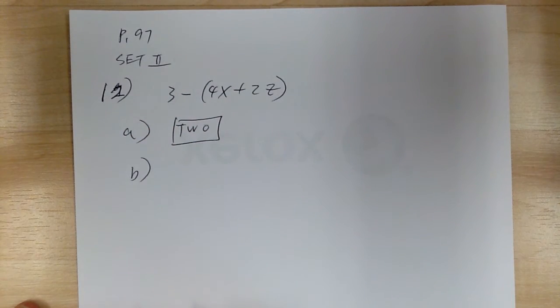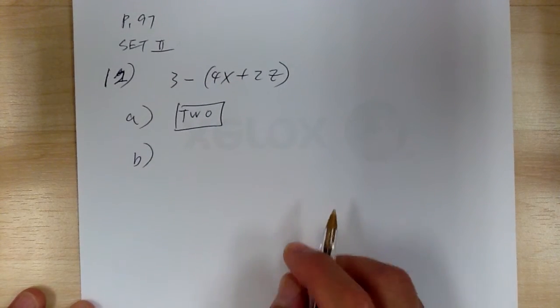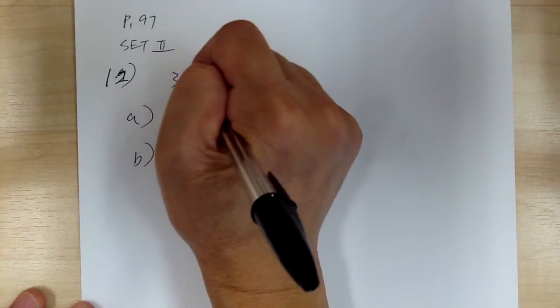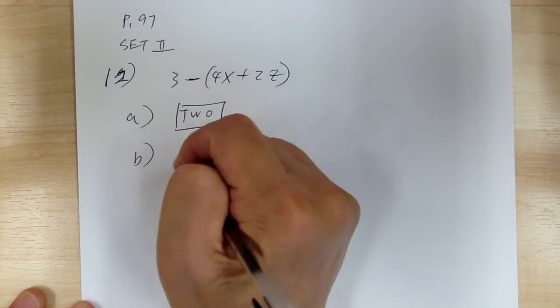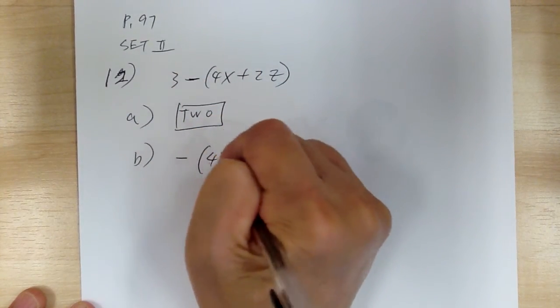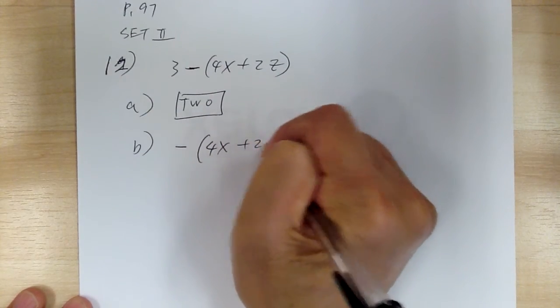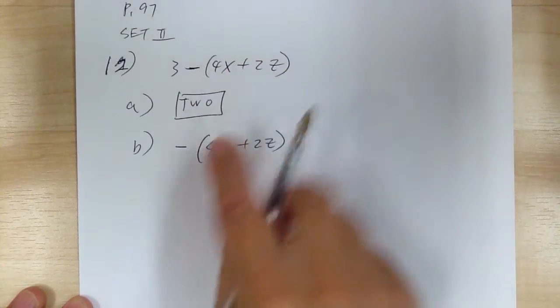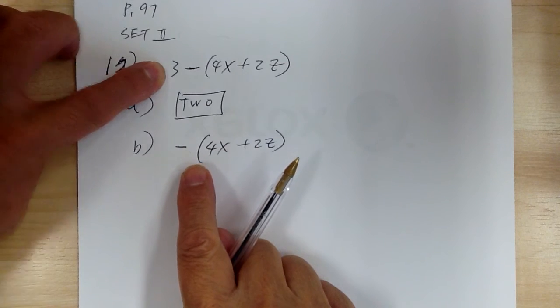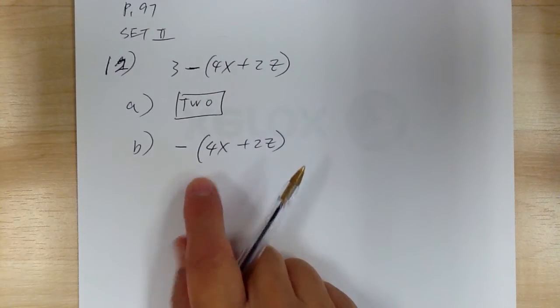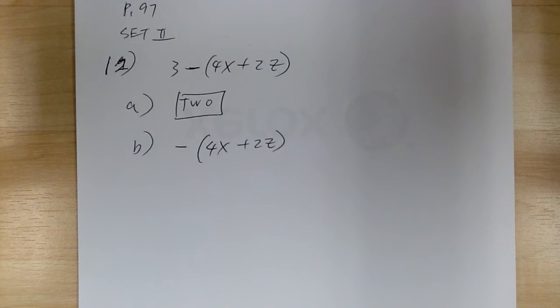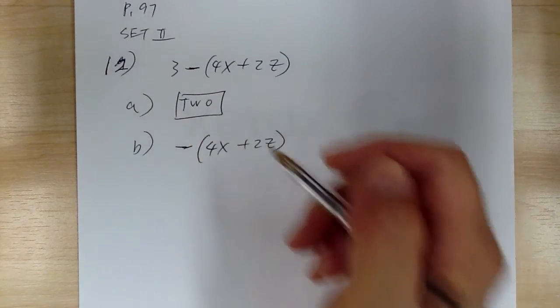B, write the second term. Okay, so you want to write down the second term. Now for the second term, you include the sign. So the second term is negative, parentheses, 4x plus 2z. So this whole thing over here is the second term. The first term is 3, the second term is this whole thing. Again, addition or subtraction separates the terms. So it's very easy to tell.